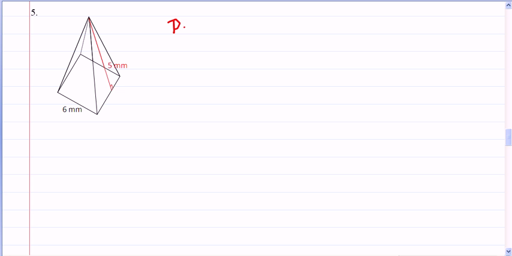For number 5, we have a pyramid. And the formula for a pyramid is volume equals 1/3 base times height. So in this problem, I'm going to find the base first. And the base is your floor. And the base, we want the area of this square.